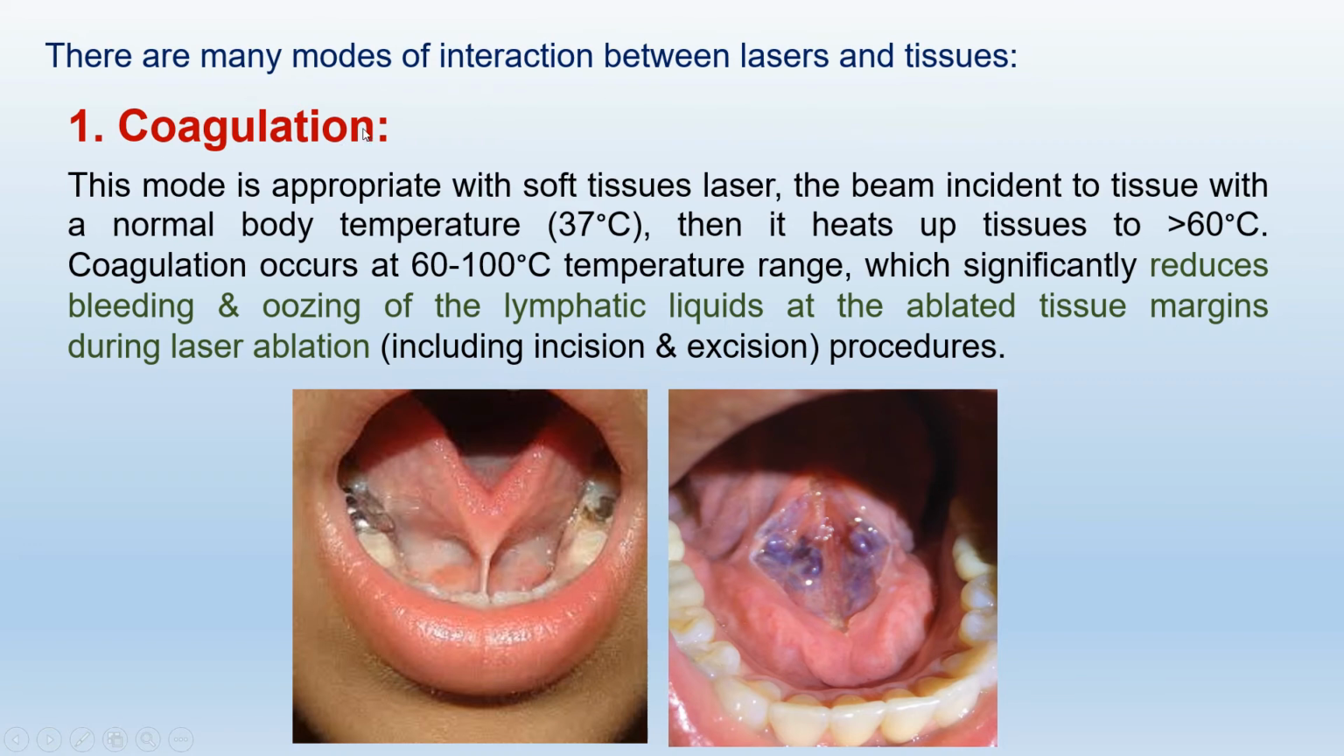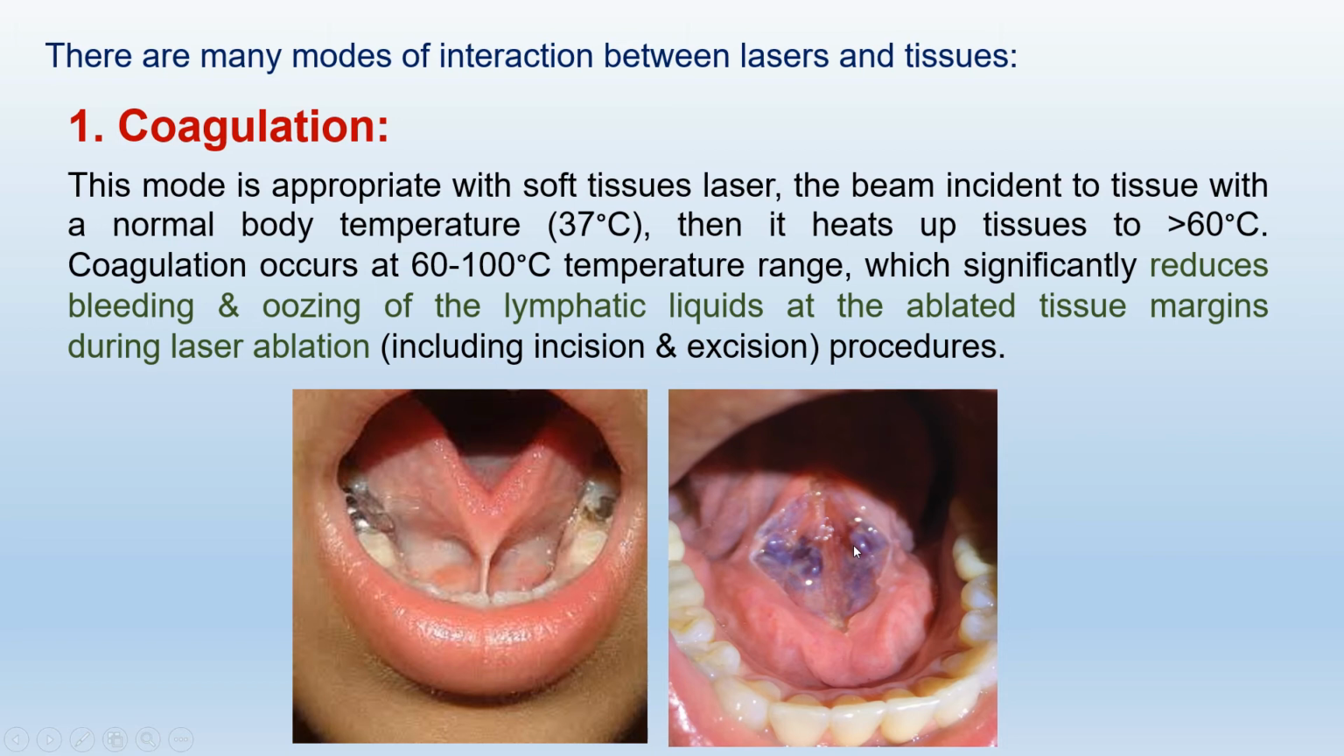Firstly, the coagulation effect. This mode is appropriate with the soft tissue lasers. When the temperature produced by the laser is between 60 to 100 centigrade, I will have a coagulation effect. What does coagulation effect mean? It means a reduction in the bleeding and oozing of the lymphatic liquids at the ablated tissue margins during laser ablation, which means during incision or excision procedures. This picture shows a lingual frenectomy, removal of the lingual frenum by using lasers, and the coagulation effect is very clear in this image.